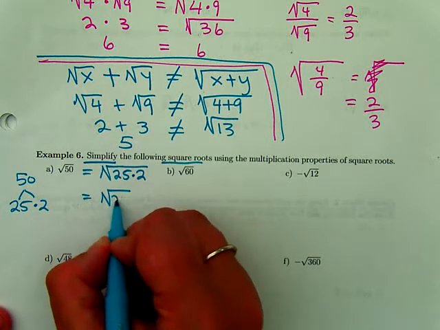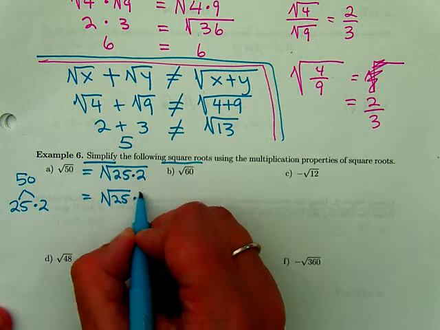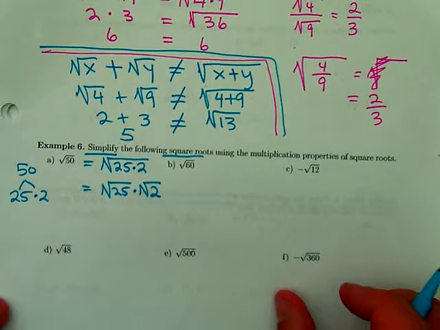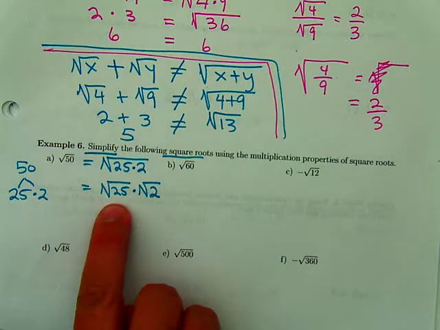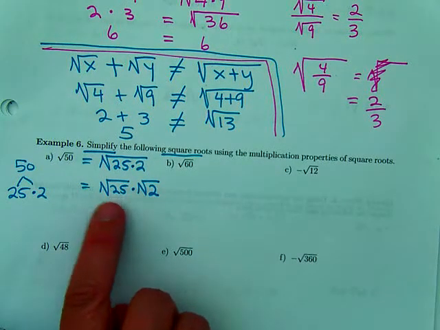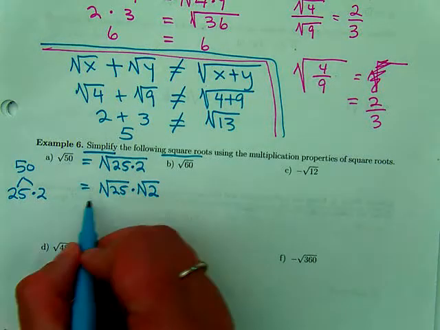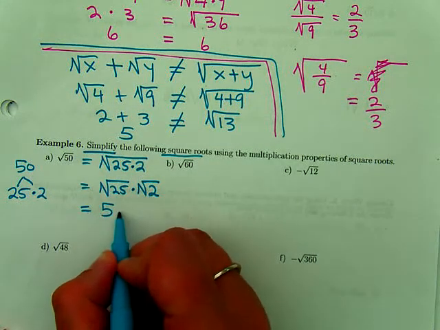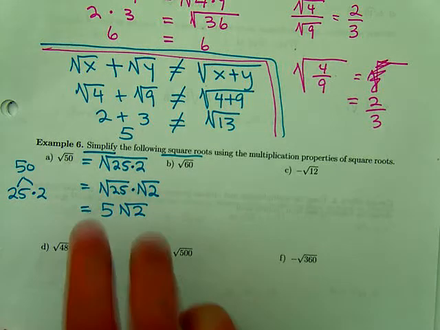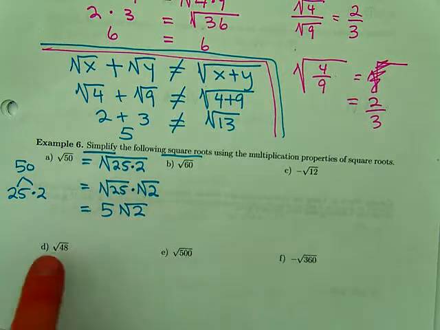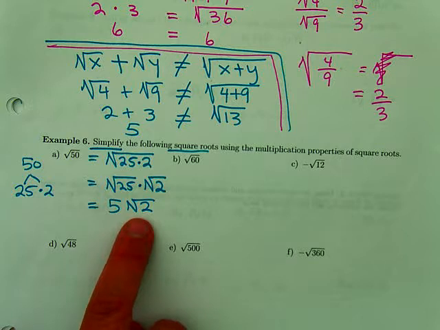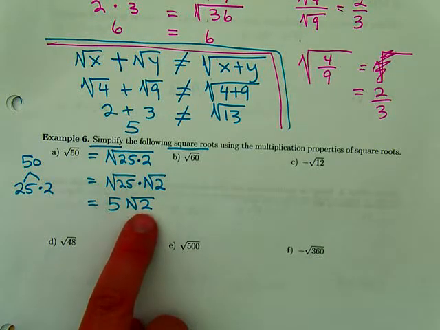and that's the same thing as the square root of 25 times the square root of 2. Well, I know that I can take the square root of 25. What is the square root of 25? 5. So 5 times the square root of 2. And we write it like this. It almost looks like a coefficient with a variable, but it's just the radical at the end.